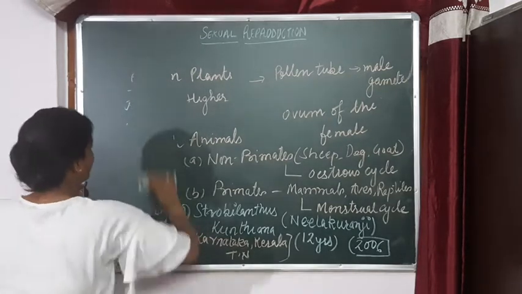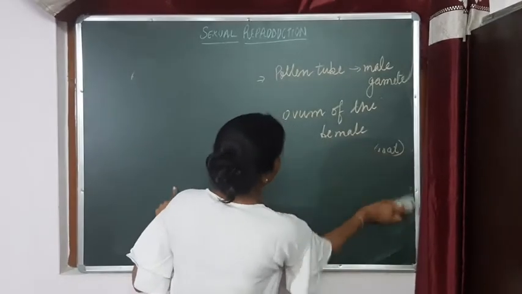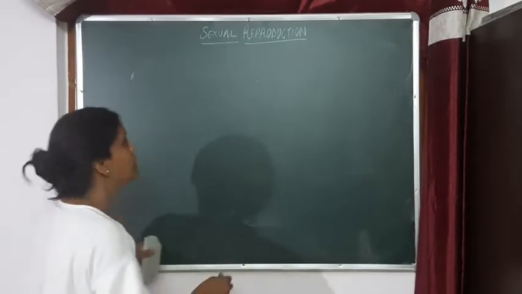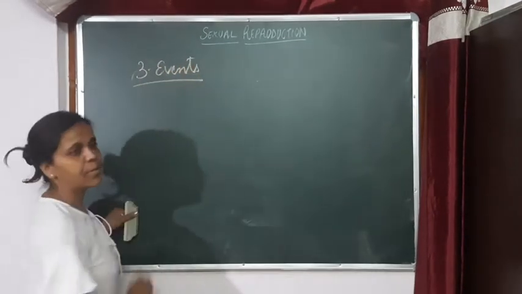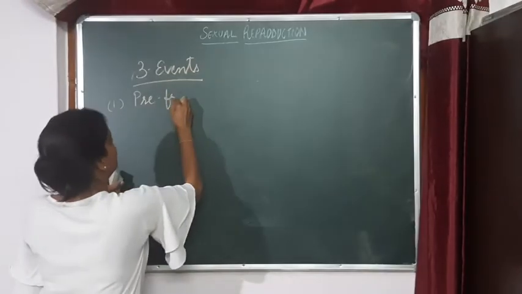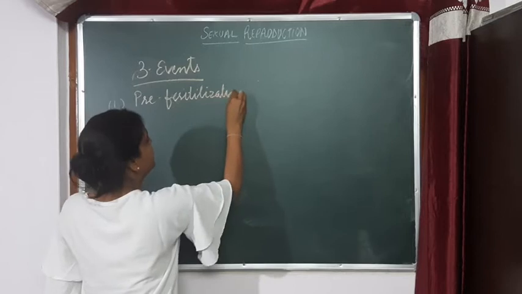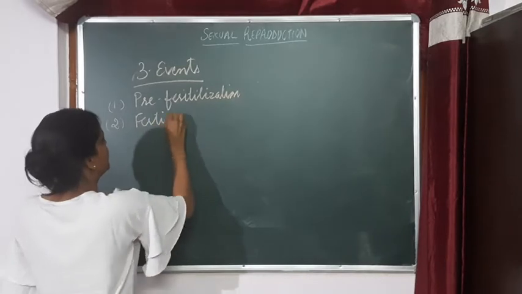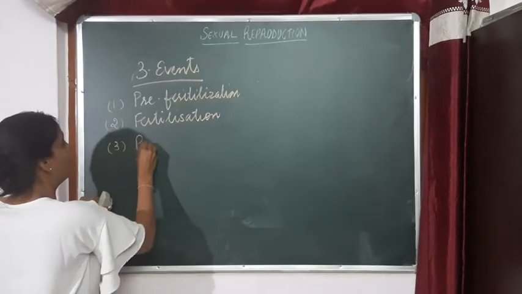Now, sexual reproduction: the whole sexual reproduction cycle can be divided into three events, right? So there are a total of three events in sexual reproduction. The first event is pre-fertilization, right? The second one is fertilization. The third one is post-fertilization.